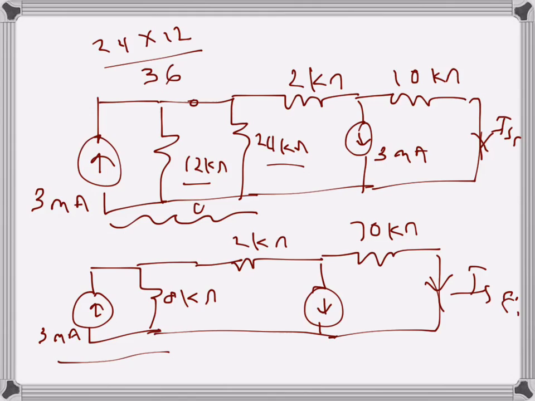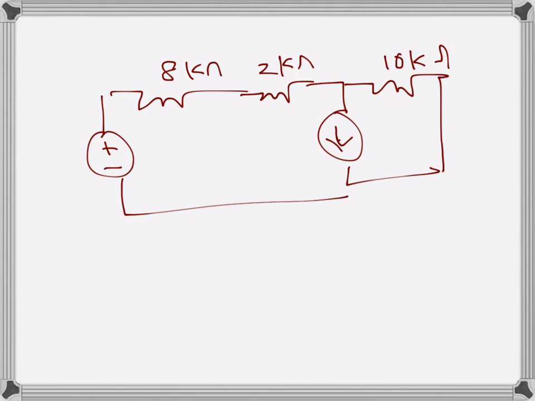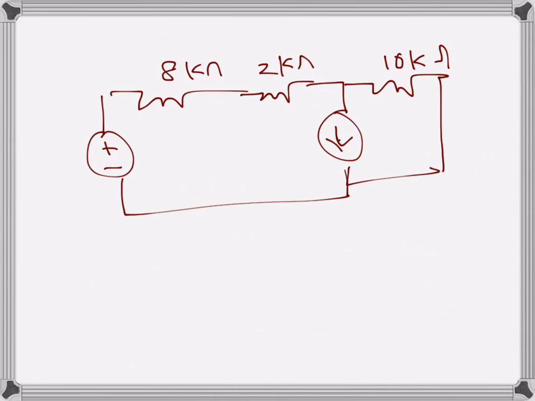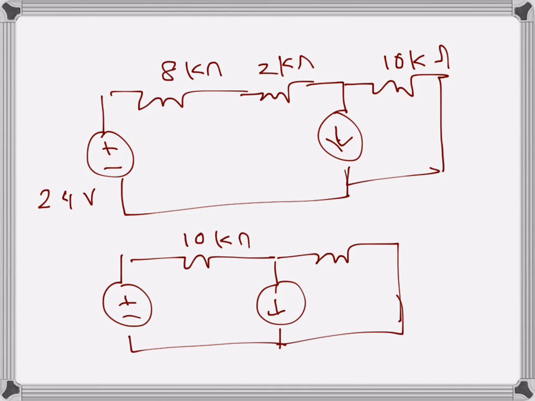Now again I will reconvert it into a voltage source and a series resistance. So it will be 8 kilo ohms, 2 kilo ohms. It's just repetitive drawing, and then this is 10 kilo ohms. The value of the voltage source will be 3 times 8 volts, so that's 24 volts. And this one I can write with just one resistance, 10 kilo ohms. Basically I still have one voltage source and one current source here.